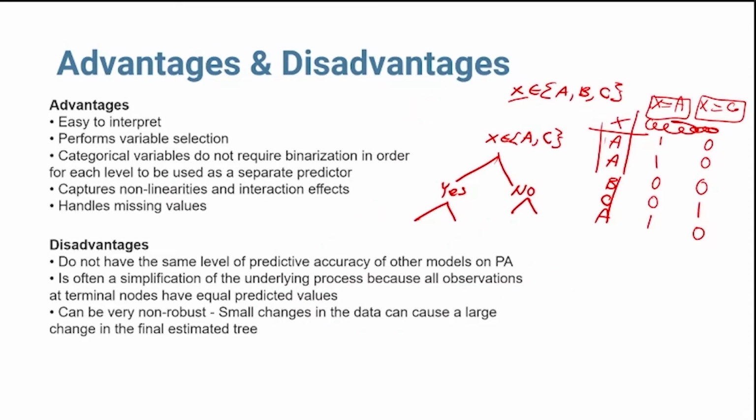The disadvantages are that they do not have the same level of predictive accuracy as other models that you'll see on PA, namely the GLMs, Lasso, GBM, and Random Forest. They are often a simplification of the underlying process because all observations at terminal nodes have to have an equal predicted value. This is just saying that because your predicted values are discrete, often your performance is not that great. They can be very non-robust, meaning that changes in the data can cause a large change in the final estimated tree. You'll see this from experimentation.